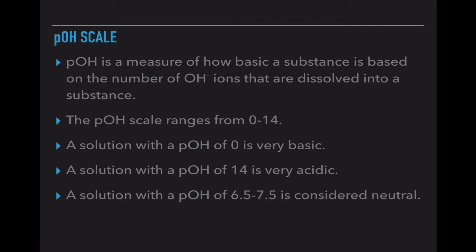The pOH scale, on the other hand, is the measure of how basic a substance is based on the number of OH ions dissolved into that substance. The pOH scale is also ranging from 0 to 14, but since it's measuring the OHs, a pOH of 0 is very basic, and a pOH of 14 is very acidic. So notice that these are backwards. Considered neutral is still the 6.5 to 7.5 range.